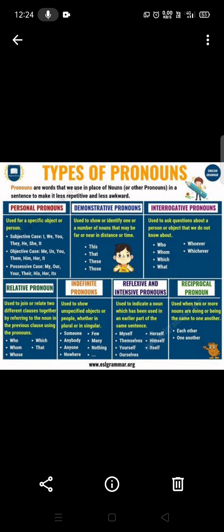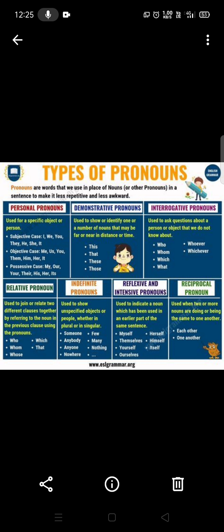To make it more detailed, personal pronouns are of three further types: first person pronoun, second person pronoun, and third person pronoun. First person pronouns are used for the speaker. Second person pronouns are used for the one addressed, the listener, and third person pronouns are used for the one talked about.